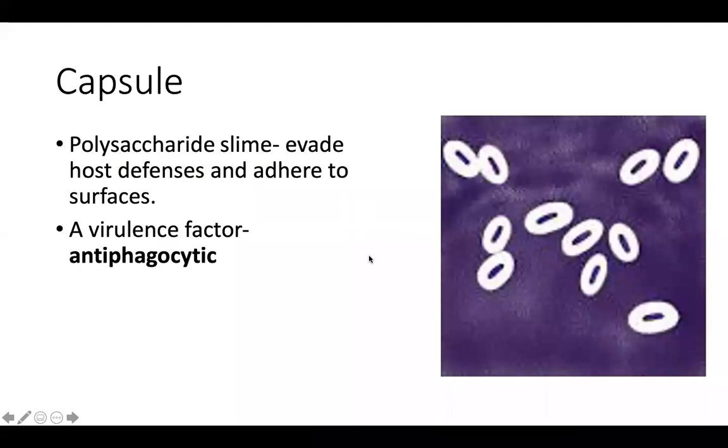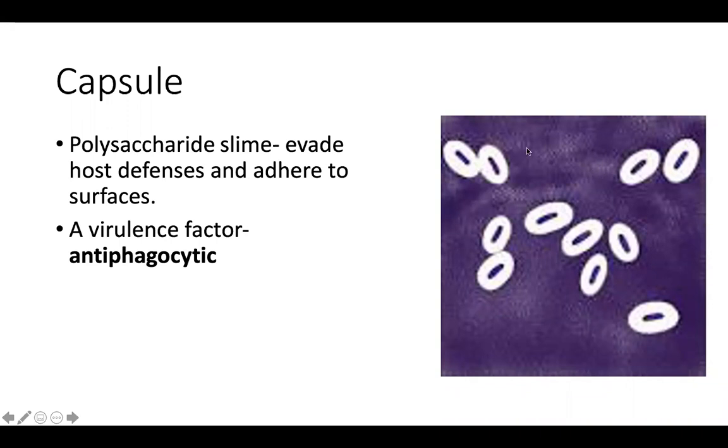So some bacteria on top of the cell wall have capsules. Capsules are mostly polysaccharides. Not all are polysaccharides, but most are. So they form what we refer to as a polysaccharide slime. Why is it important? Because it helps bacteria to evade host defenses, so it's not destroyed by the immune response. It also helps to adhere onto surfaces. So it's a virulence factor. You're going to talk about virulence in some different lecture, virulence and pathogenicity. It's anti-phagocytic.